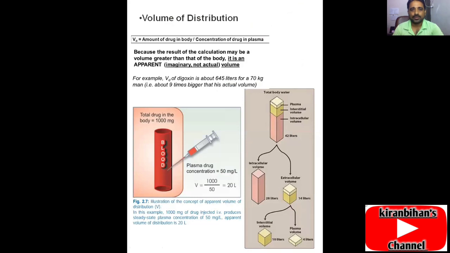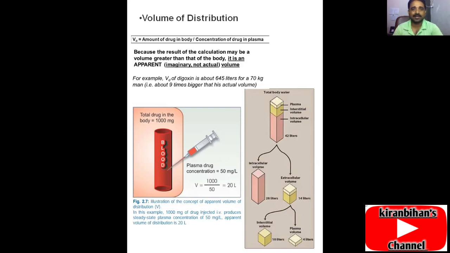Volume of distribution. How to determine the volume of distribution? Volume of distribution is the ratio of the amount of drug in the body that is administered to the concentration of drug in the plasma.